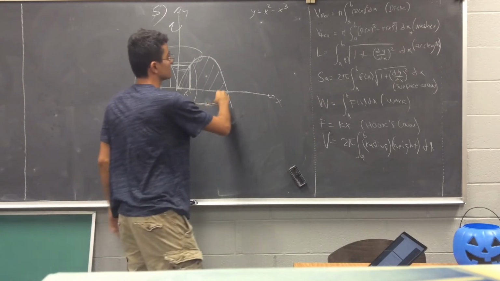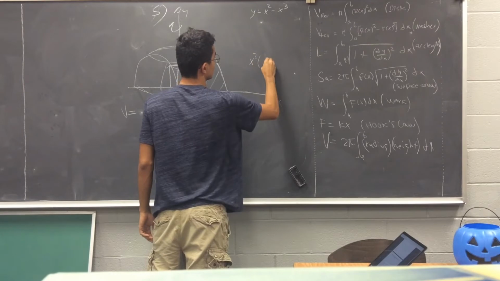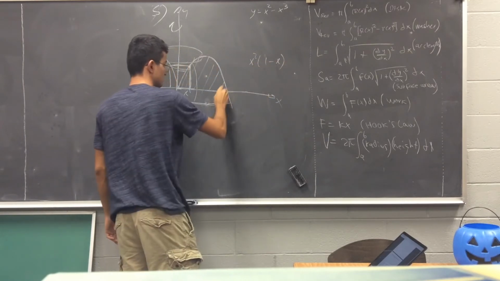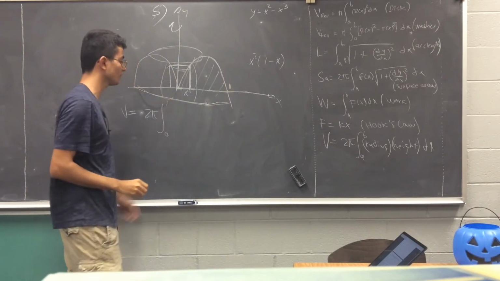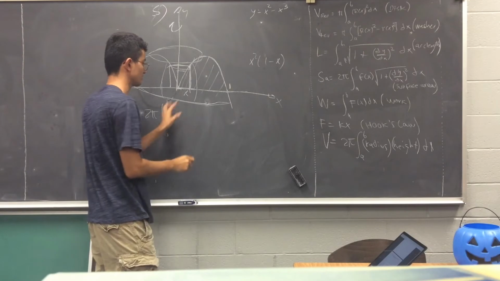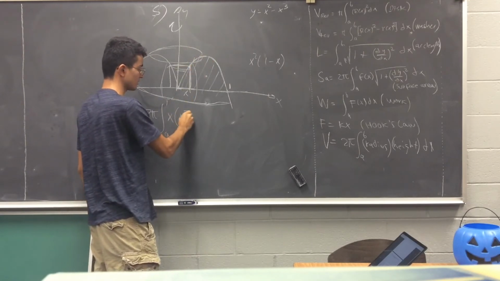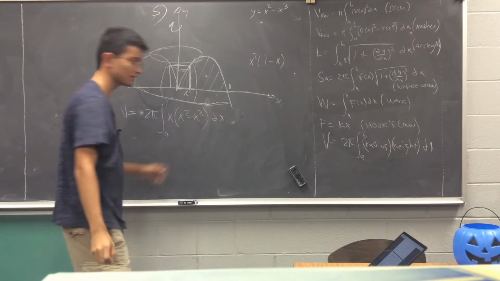Where does it intersect? Well, if you factor that, you're going to get x squared times 1 minus x, right? So it intersects at 1. So this is 1 over here. So it's from 0 to 1, of the radius. The radius we said was x, and the height is the function itself, so it's x squared minus x cubed, dx. Now we can integrate this easily.